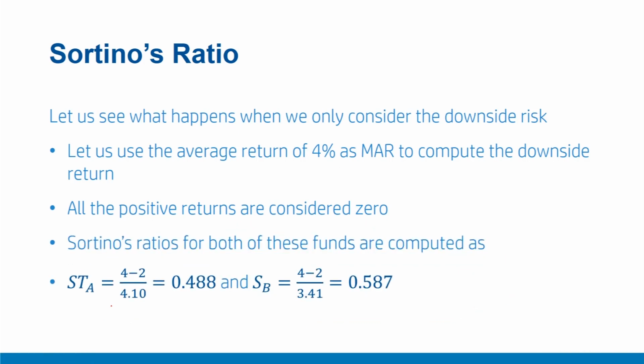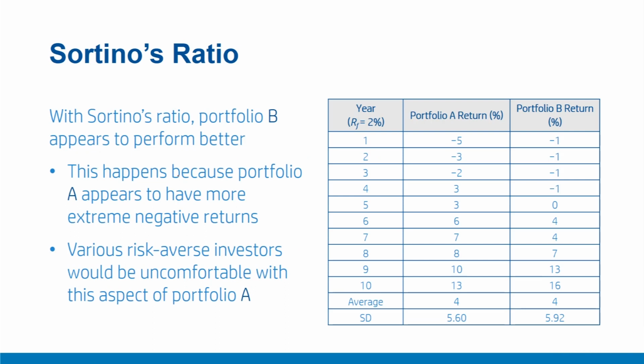Therefore, the Sortino's ratio becomes RP minus T upon downside risk. T is RF, which is 2%, and the downside risk measures we have computed are 4.10 and 3.41. So the figure for Sortino's ratio is 0.488 for portfolio A and 0.587 for portfolio B. So based on these results, it appears that as per Sortino's ratio, portfolio B performed better.